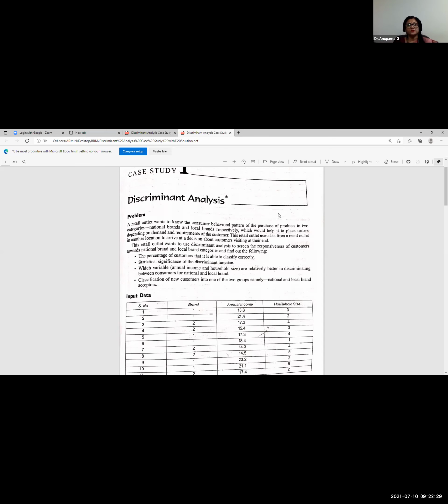So all these major brands of the country, say from Nestle, from Tata, and all these are national brands. So the purpose of this particular case is applying discriminant analysis in a situation where a retail outlet wants to know, based on the consumer behavioral pattern, the consumer's certain characteristics, whether they will have a preference for national or local brands. And why does a retail outlet want to understand the classification of customers based on their preference? You can see in the case study, so that it would help them to place orders depending on demand requirements of the customer.